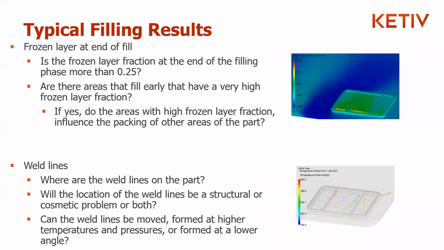So as I mentioned, one of the things that we're also concerned about, if you're looking at weld lines for part strength, or you want to look at the frozen layer, frozen layer basically just means how much of the part has actually solidified or stopped flowing while the rest of it is actually flowing, right? So if at the end of the filling phase the frozen layer fraction is more than 0.25, that's a big red flag. That's something that we need to address. Maybe look at part thickness at that point, or adding another gate.